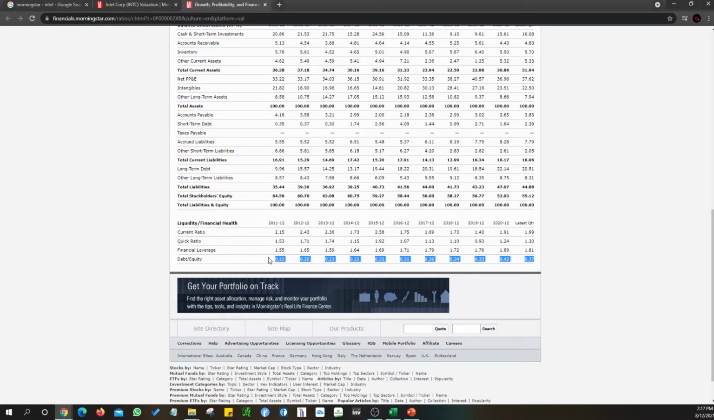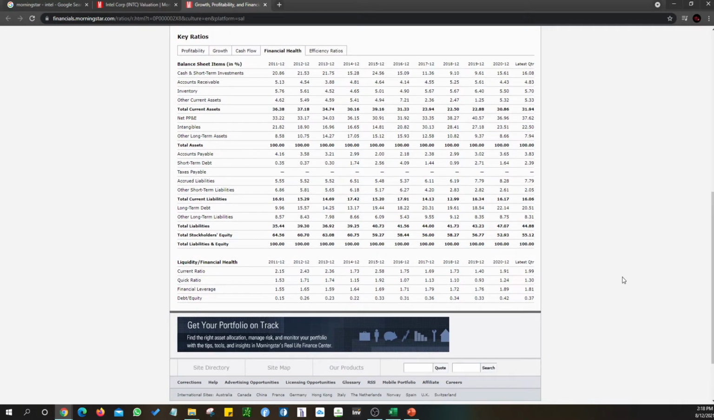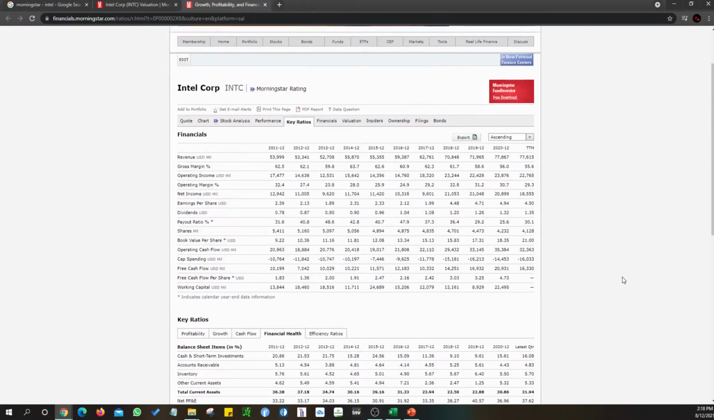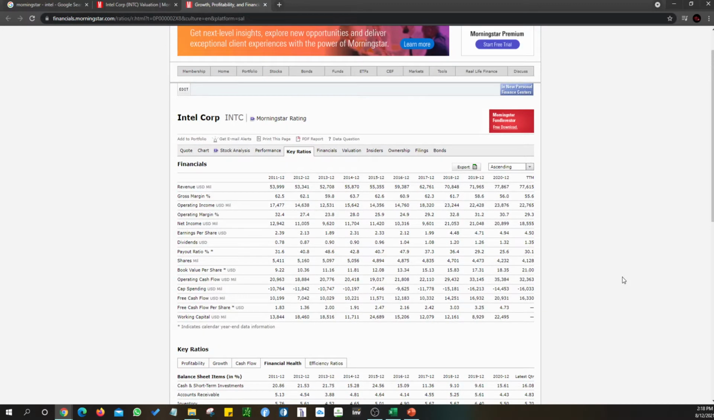It's below 0.5. It's a good point that they have lower debt. And yeah, what other information can we check here? All right, so that's all for the key ratios that we're going to look at. I'm not going to conduct an accounting class here. I'm not an accountant, so we are looking at data to aid us in selecting good companies.